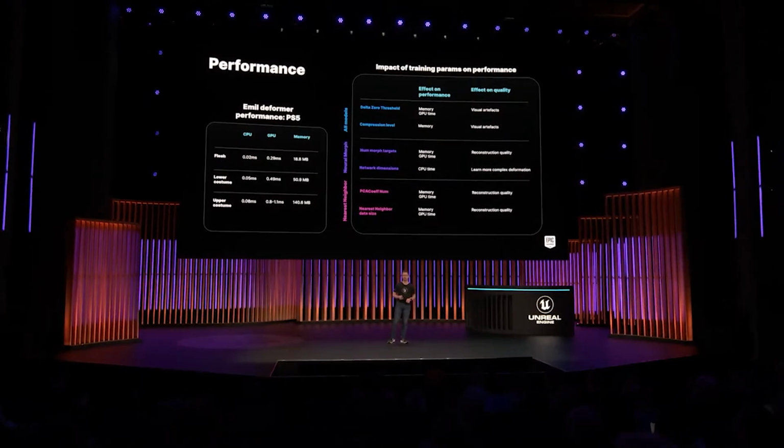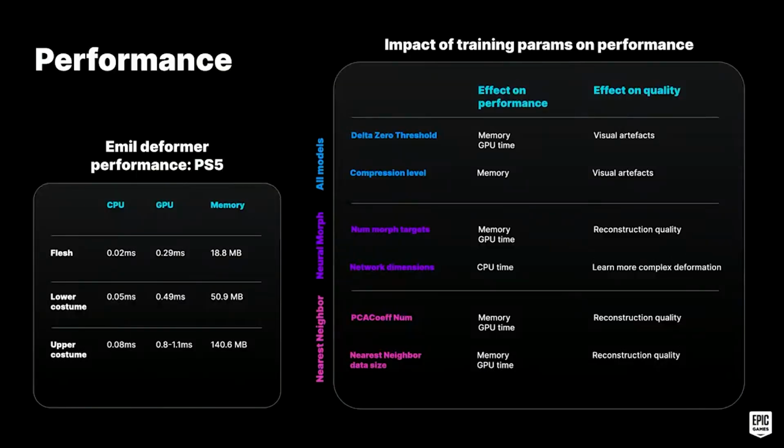On the right is a table of the network parameters that have the greatest effect on performance. So zero delta threshold culls small deltas from the morph target set. This reduces memory and GPU time, but in some cases can introduce artifacts. Compression level is fairly self-explanatory. Higher numbers affect memory usage, but could introduce artifacts. Increasing the number of morph targets gives the potential for better reconstruction results, but with a higher memory and GPU cost. And as we mentioned earlier, increasing the network dimensions gives the potential to learn more complex deformations, but at the cost of increased CPU inference time.